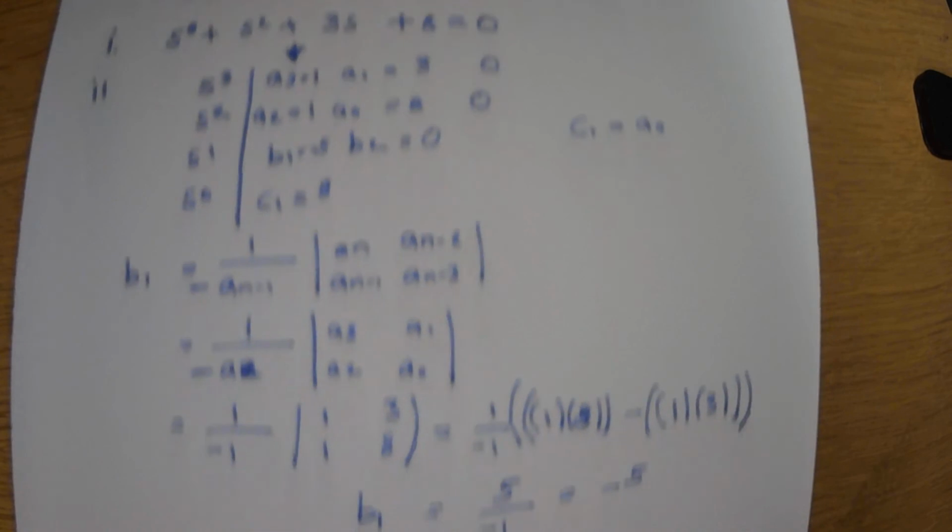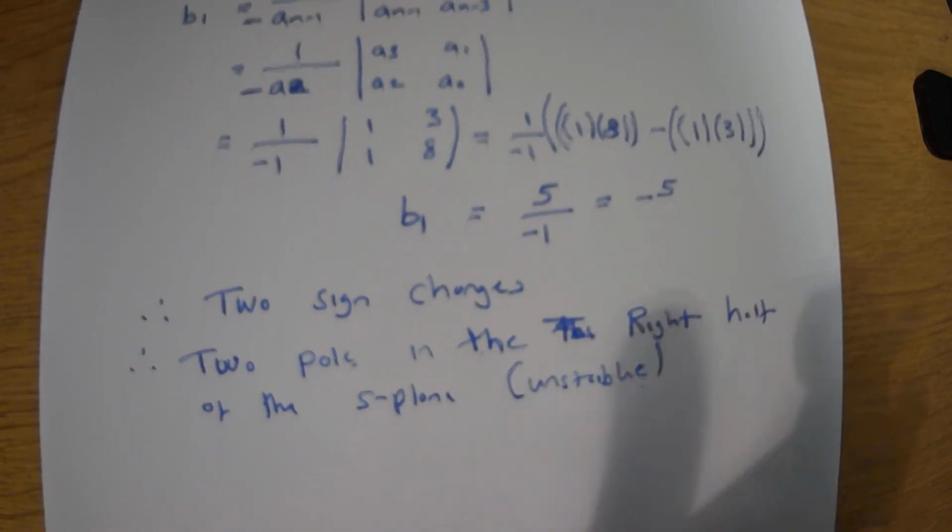So we've undertaken the Routh-Hurwitz stability criterion, this quick test, to enable us to determine that we've got two poles in the right half of the S-plane.